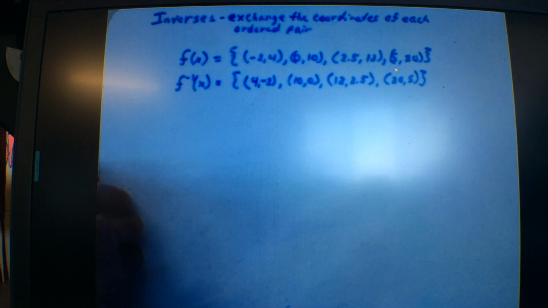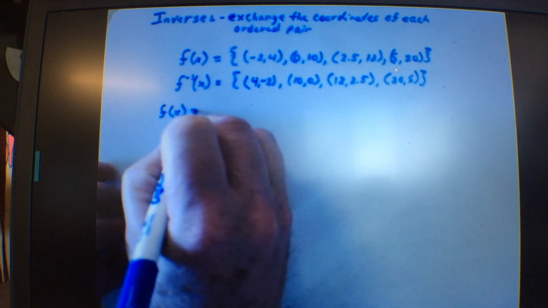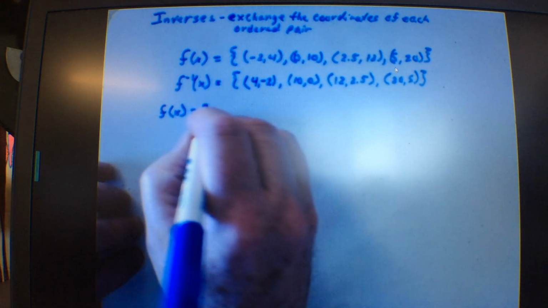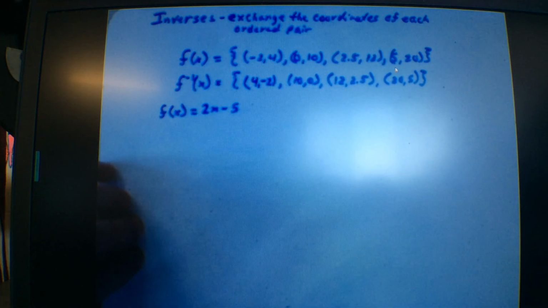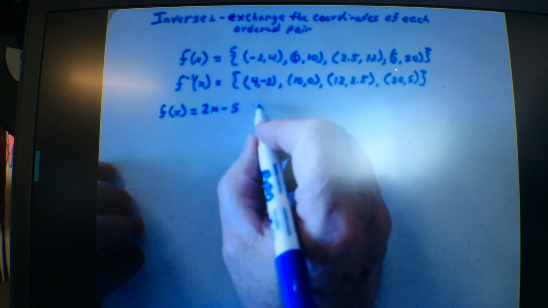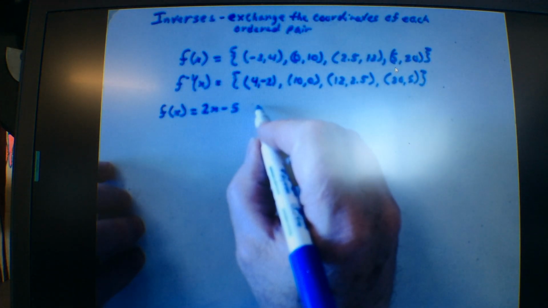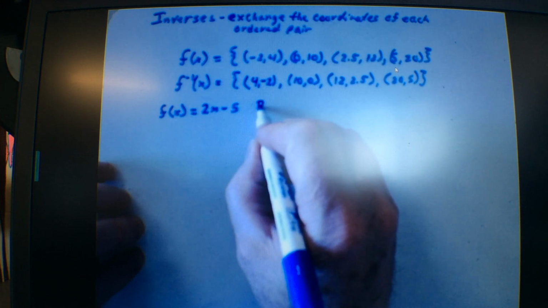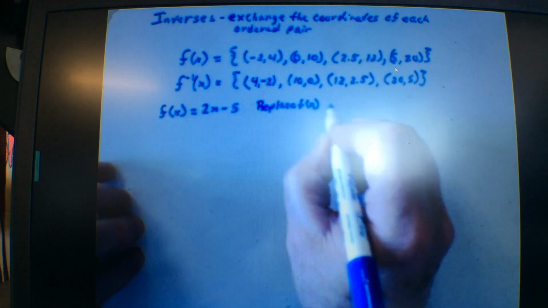Now you see that this is if it's a set of ordered pairs. However, we don't always get f of x as a set of ordered pairs. Sometimes we get it as an equation. So I'm going to teach you how to do the inverse, and we're going to graph it too to show you what happens. To get the inverse, we don't want to work with f of x. So the first thing we want to do is replace f of x with y.